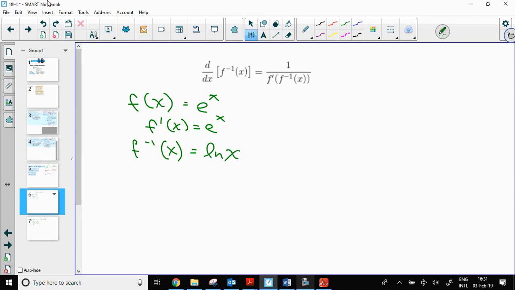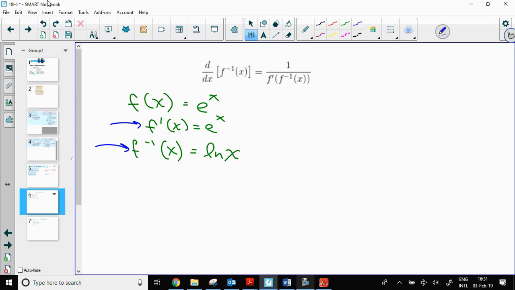So right away, just pay attention to the notation, right? We've got the derivative of x, and we've got the inverse of x. Don't get the two of them confused. So let's pretend that I did not know what the derivative of this inverse was. We're going to try to get that using the formula up top.